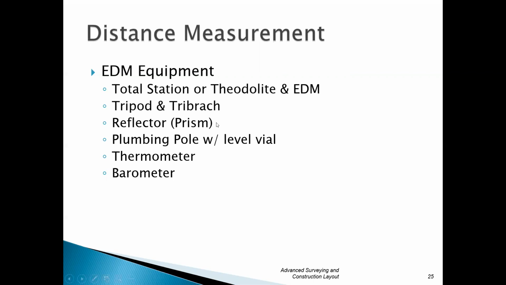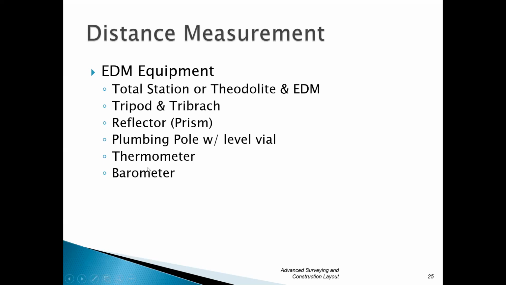You have a reflector, also referred to as a prism, which is really just a prism, typically of glass, very pure optical glass. And that usually sits on a plumbing pole with a level vial. That's not the best way of doing it. It's better to probably put it on a tribrac with a tripod as well, because if you're just using a plumbing pole with a level vial, you get a little bit of movement, those kind of things, but we'll tend to use the plumbing pole.